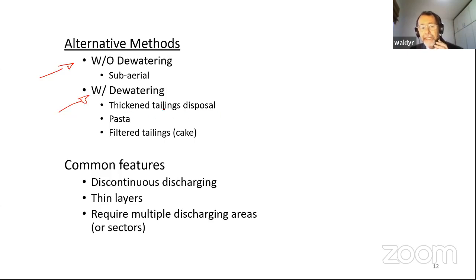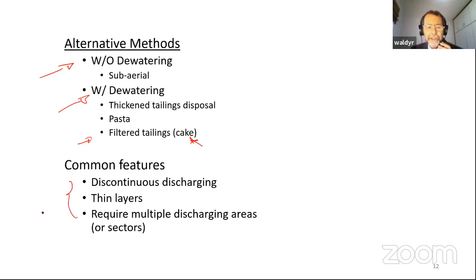One will be the thickened tailings, and then you have the thickened tailings disposal. If you have something a little bit more concentrated, you're going to have a paste. Sometimes in this paste, we add additives to make things much better as far as the evolution. And then you also have the possibility of filtered tailings. Depending on the amount of filtering that you've done, you can have something that looks like a cake, a dry, almost dry material.